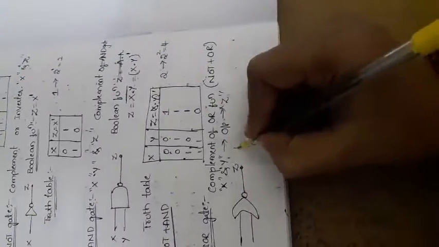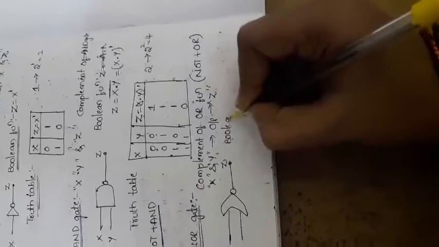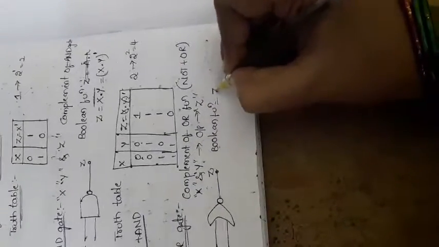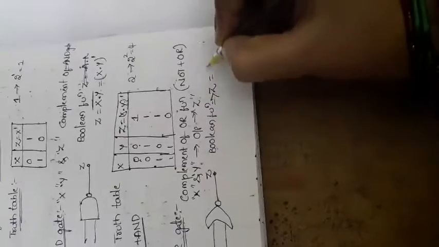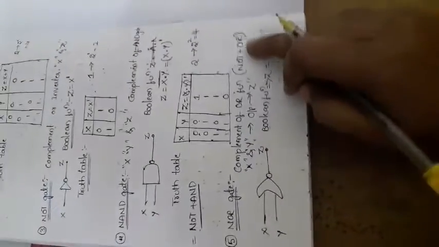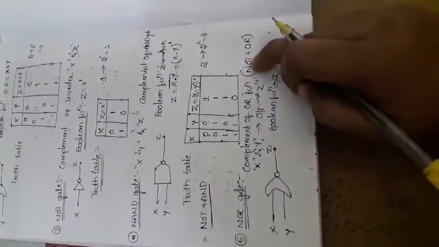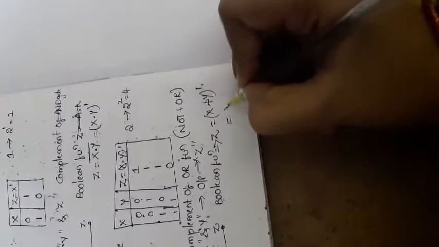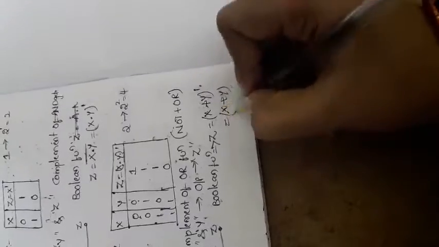Now write the Boolean function for this. z is equal to the OR function with NOT. NOT is nothing but complement, as you already know. And the OR output is x plus y. So you can write it as x plus y complement, or we can refer to it as (x plus y) whole bar.